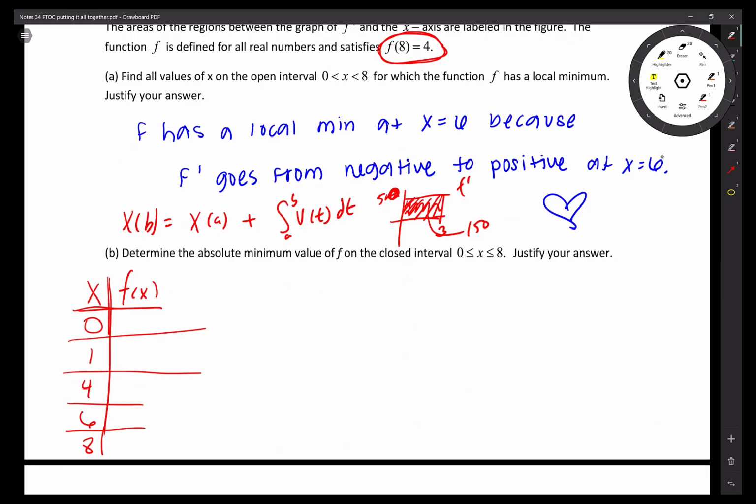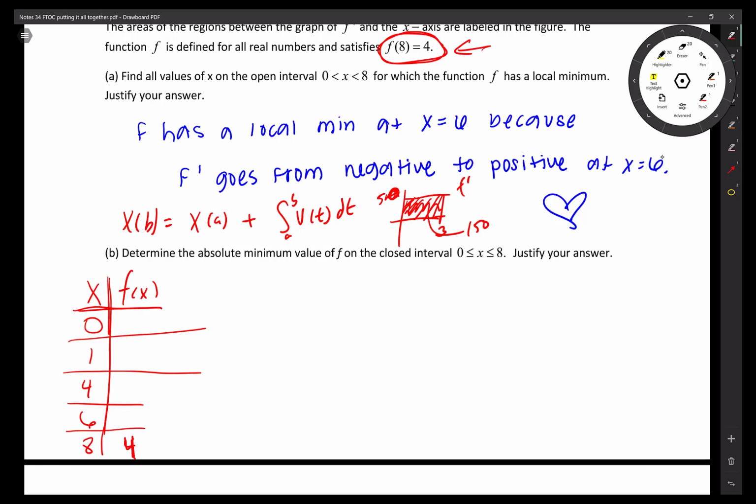Are we okay so far? If you want the values, they got to give you at least one reference. We usually call it initial, but I don't want to use the word initial anymore. Do they give me at least one value when x is something I have a value for f? They do. What value do they give me? Eight. Yeah, they give me the value when x is 8. When x is 8, the f value is 4.